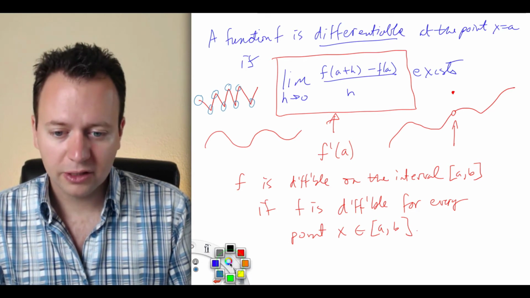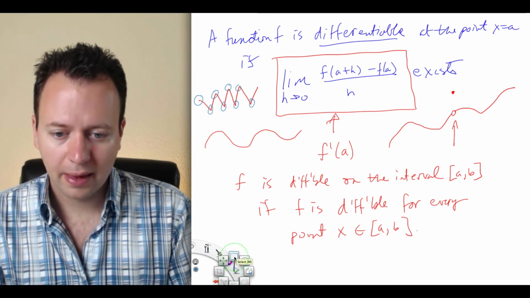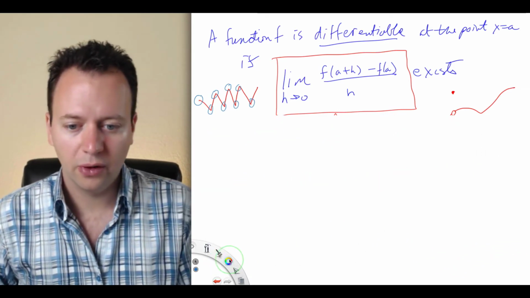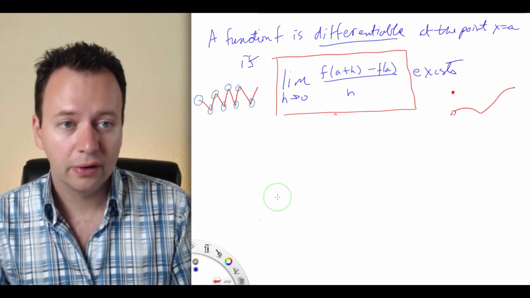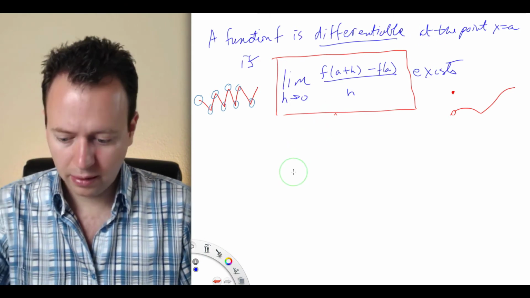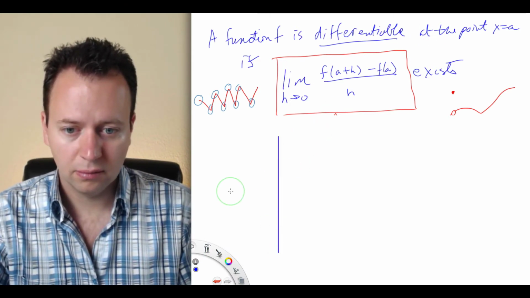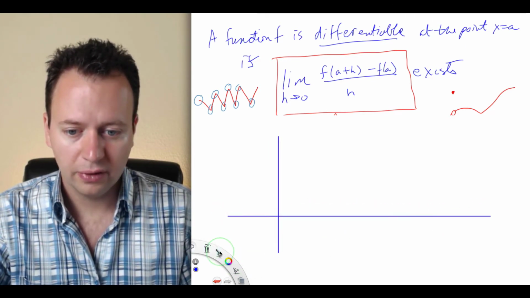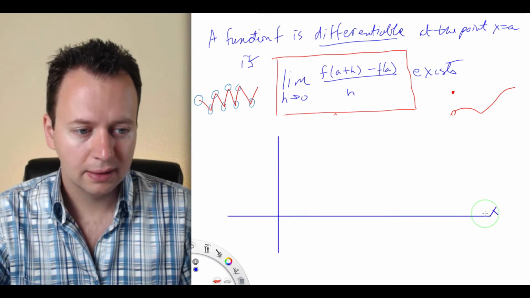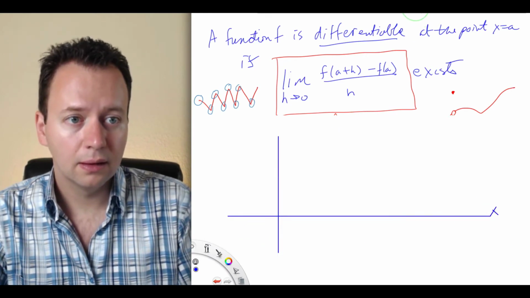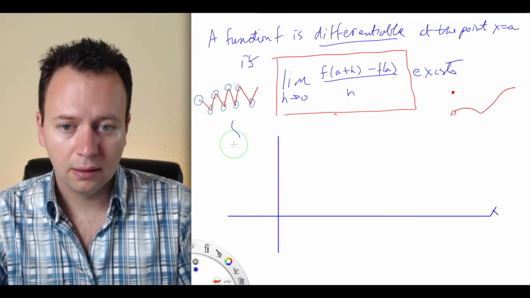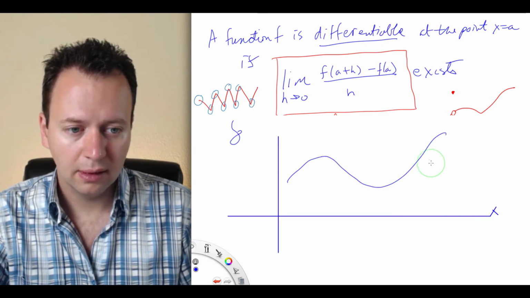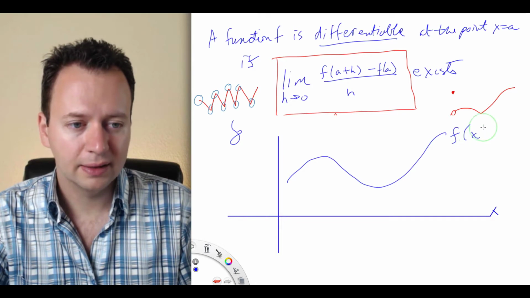Right? So this makes sense because of how we introduced the derivative. So the idea behind the derivative is that if you have a function, so let's do a graph like this. So we have an x-axis. So we have some function like that. So this is f of x.